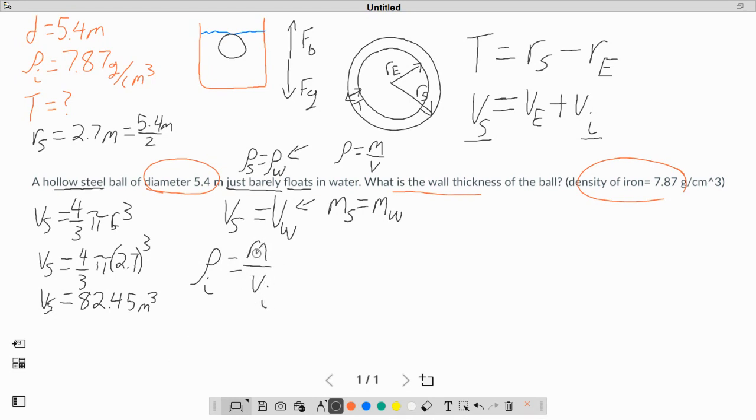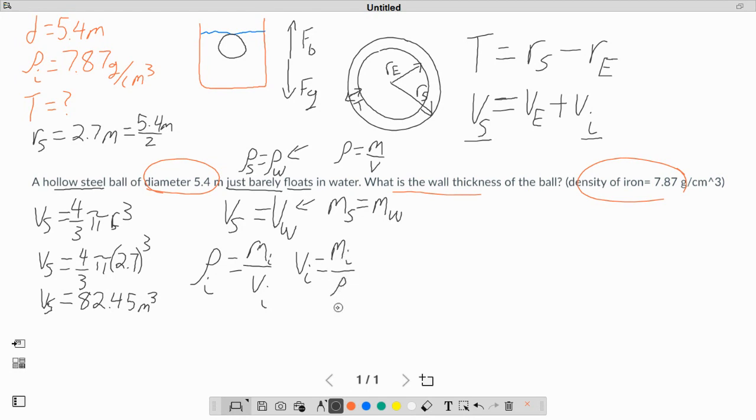Now, we have to be very specific here, because we have the volume of the sphere, volume of water, and volume of iron. So we know the density of iron is 7.87. And in order to find the volume of iron, let's rearrange this. We need to know the mass of iron.